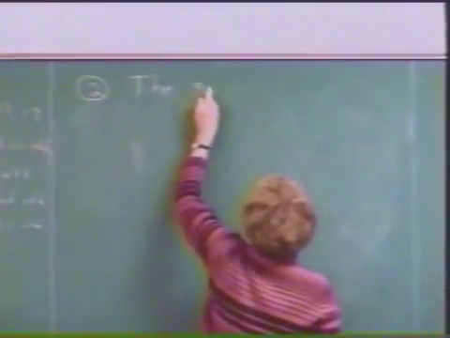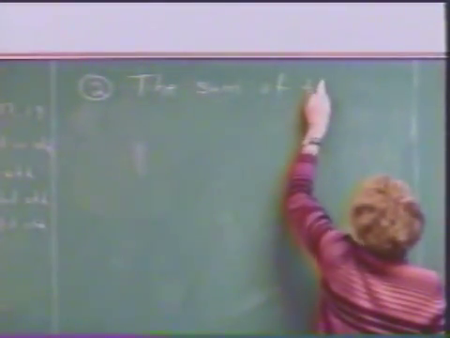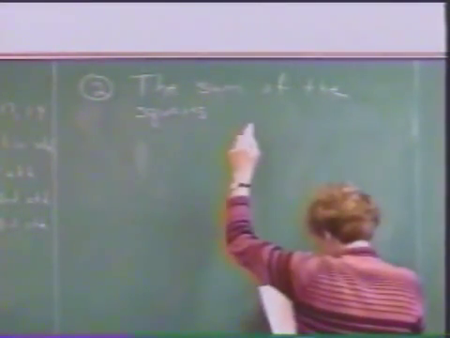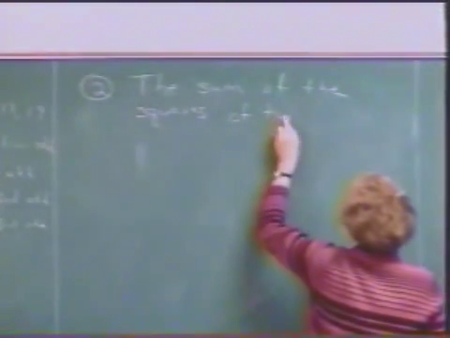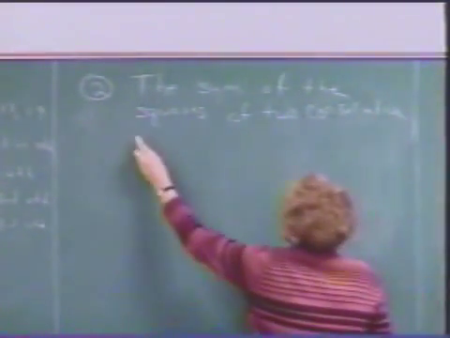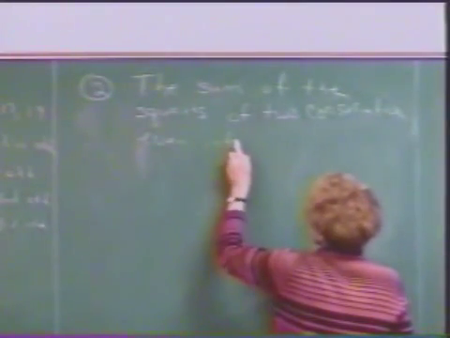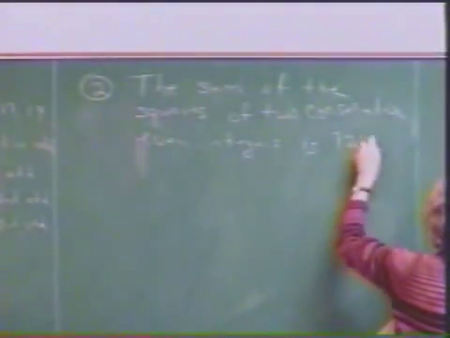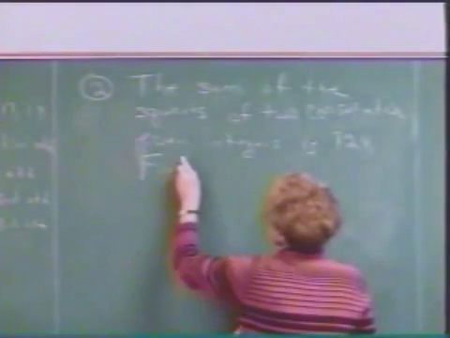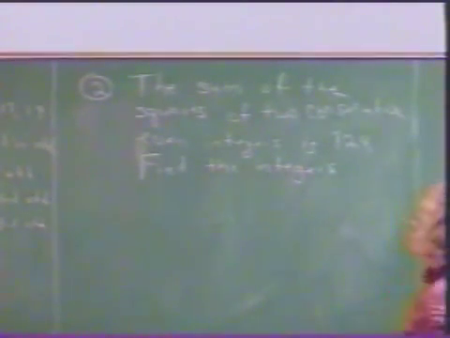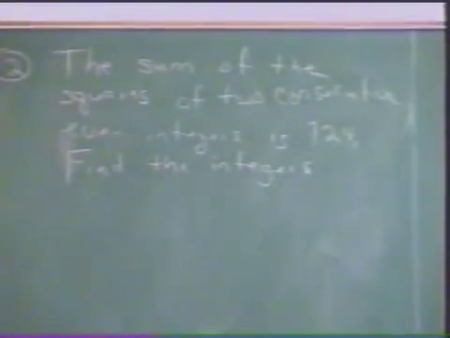The sum of the squares of 2 consecutive even integers is 724. Find the integers.